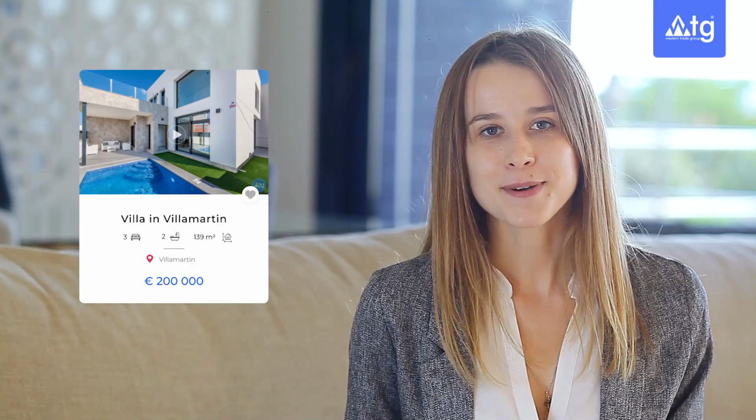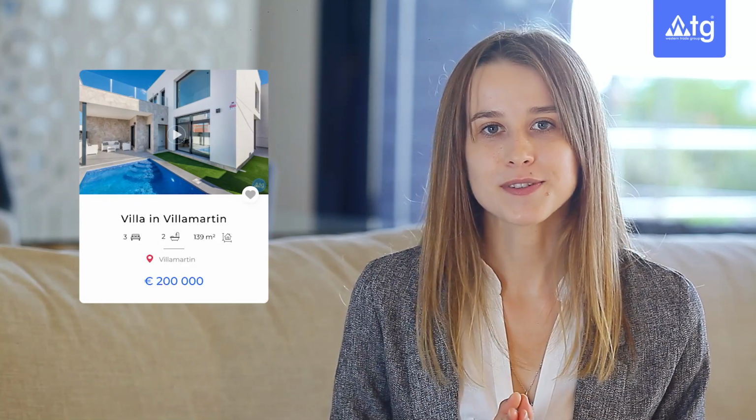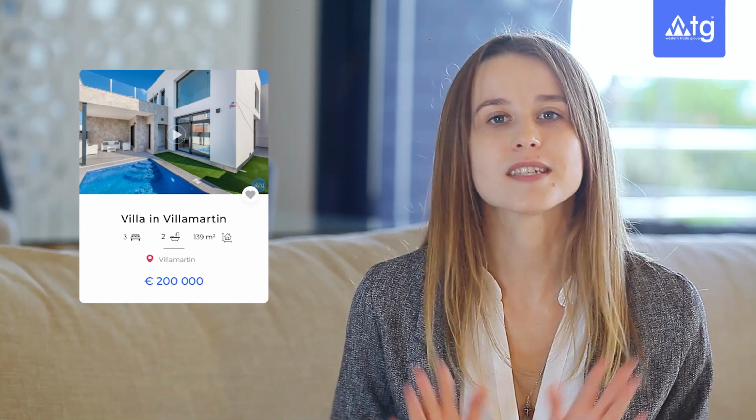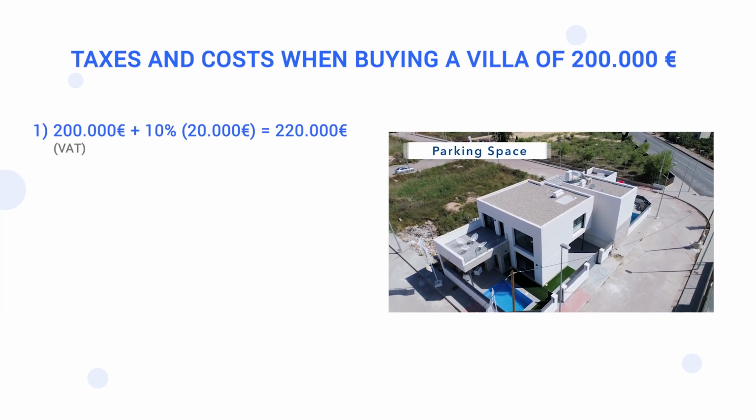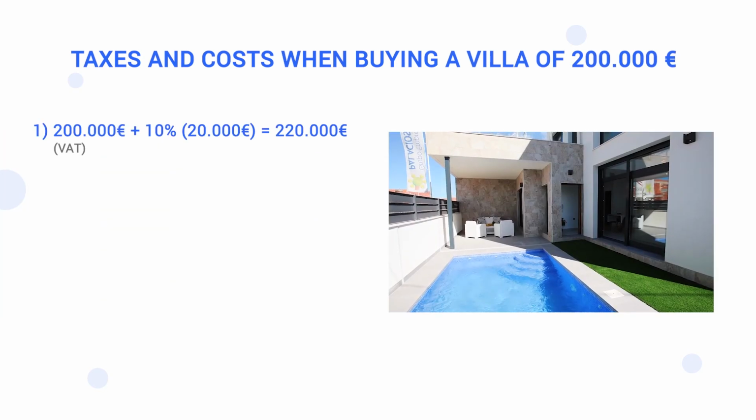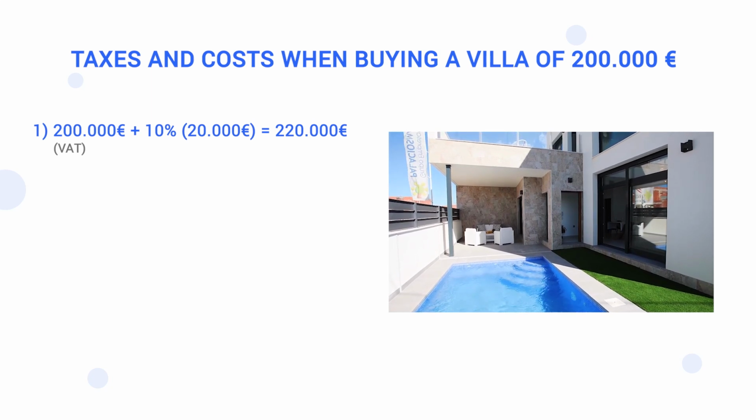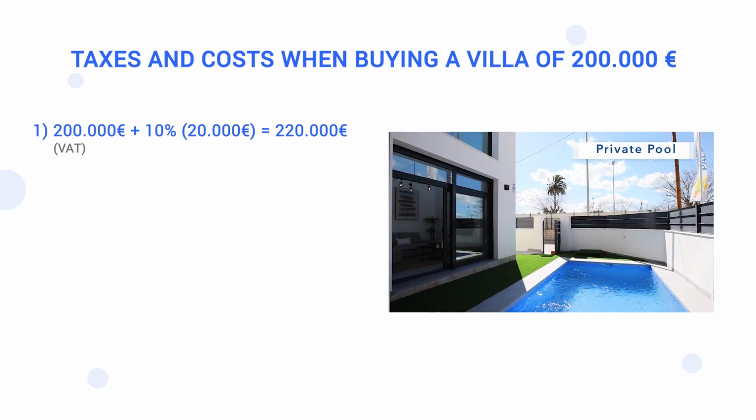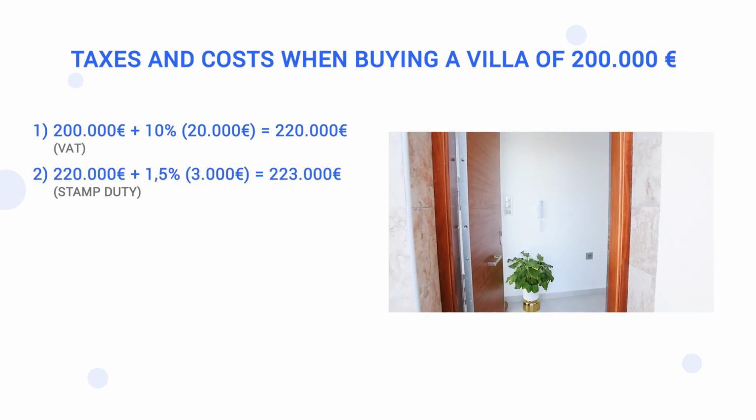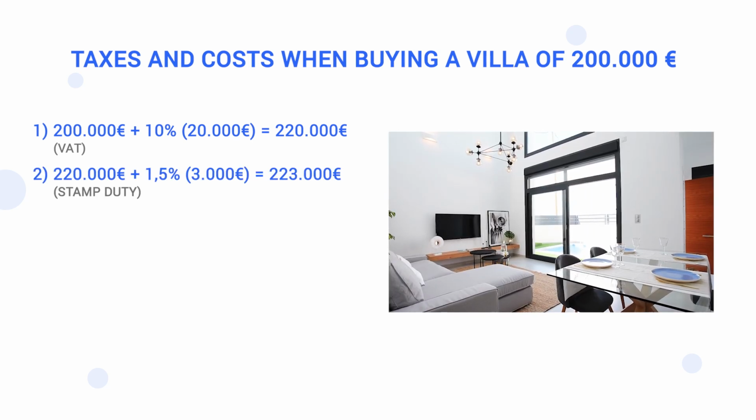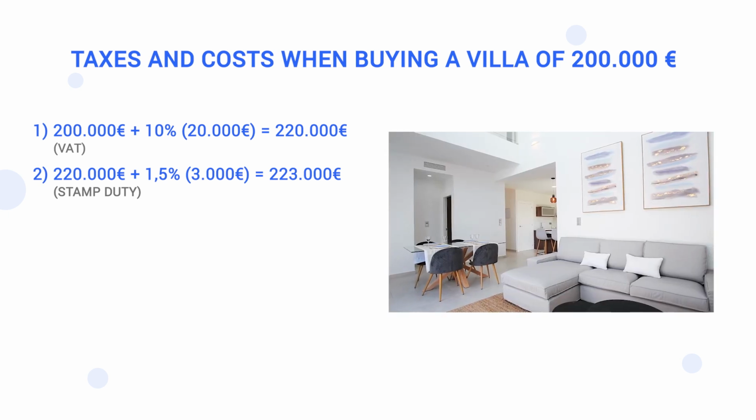So let's take, for example, this villa. Its price is 200,000 euros, and the first thing we have to do is to add the VAT tax, which is 10% of the value of the property. So we have 200,000 plus 10%, which is 20,000 euros, and the price is 220,000. Next, we calculate the stamp duty. So for a non-resident, it is 1.5% of the value of the house, and it means that we add 3,000 euros.